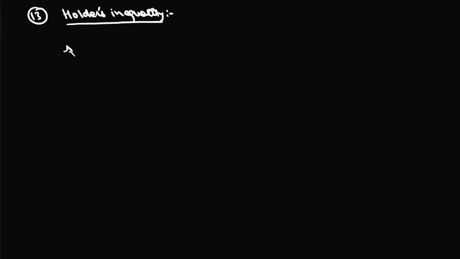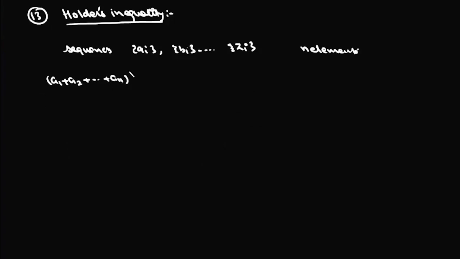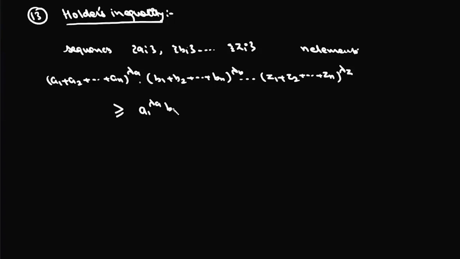Now Holder's inequality says if we have sequences a_i, b_i up to z_i, each containing n elements, then this inequality (a1 + a2 + ... + an)^λa times (b1 + b2 + ... + bn)^λb up to (z1 + z2 + ... + zn)^λz will always be greater than or equal to a1^λa b1^λb up to z1^λz, plus in the same way we'll write it for a2, b2, z2.